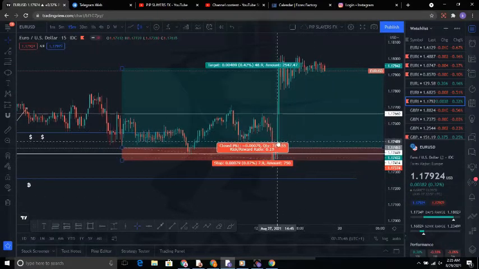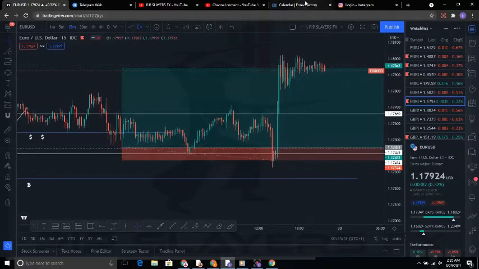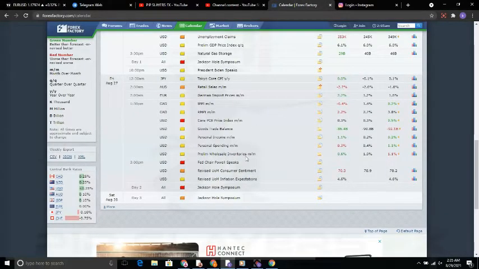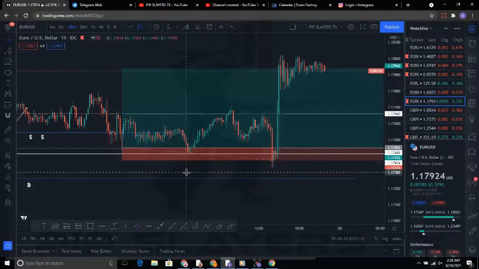So what happened here? Well, I can't say for sure, but according to the calendar, there was a news being released at this moment here, the core price index. And that was what accounted for the whole sweep and liquidity.